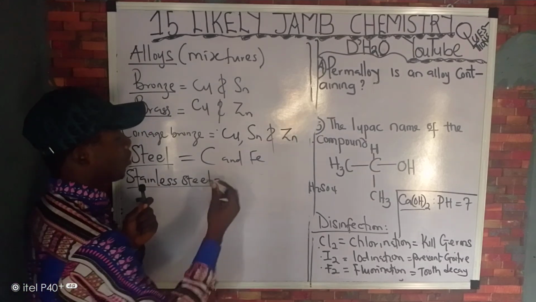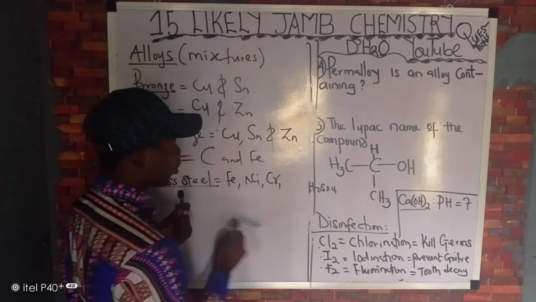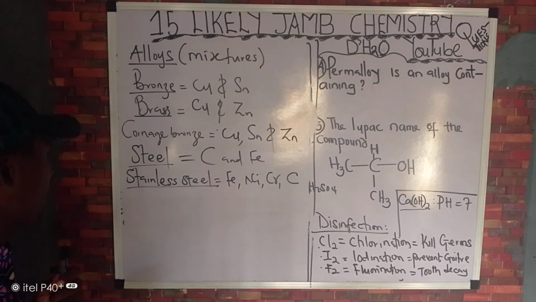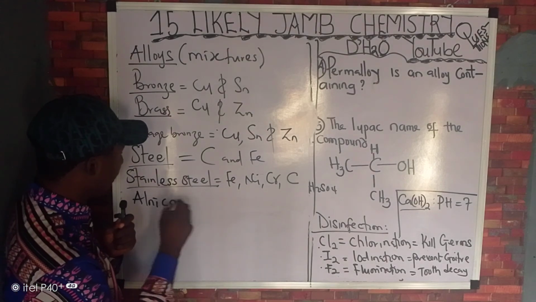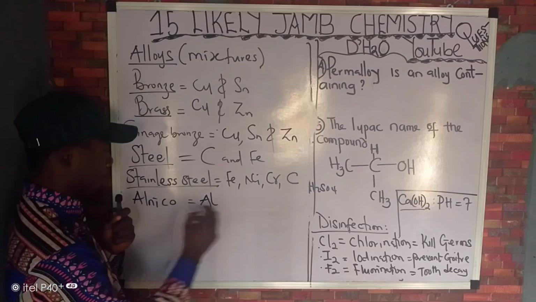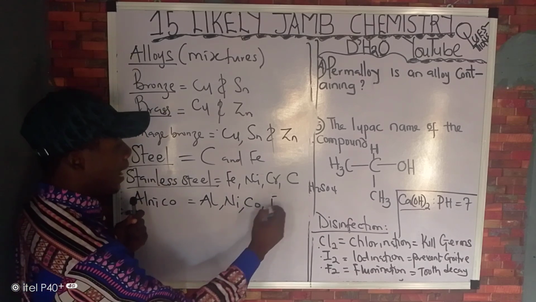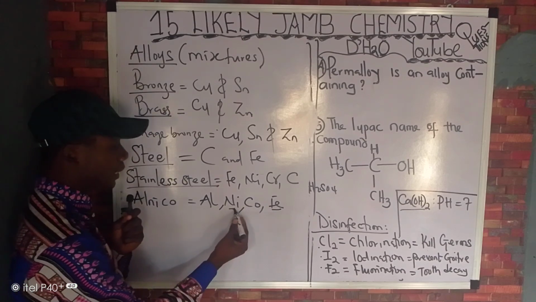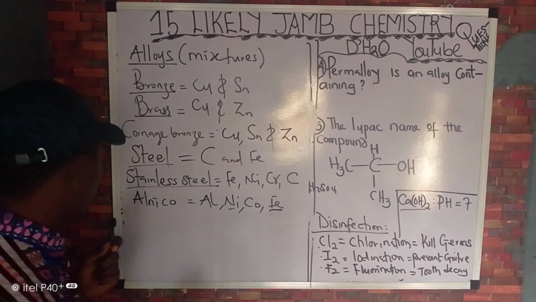Okay, the stainless steel contains what? Iron, nickel, chromium, and some of this stainless steel contains carbon in addition. Okay, so class, what about alnico? As the word implies, aluminium, nickel, cobalt, iron. Whenever there's nickel, there must be iron. Take note of that. Whenever nickel is present, iron must be what? Present. Okay? Take note of that, class.